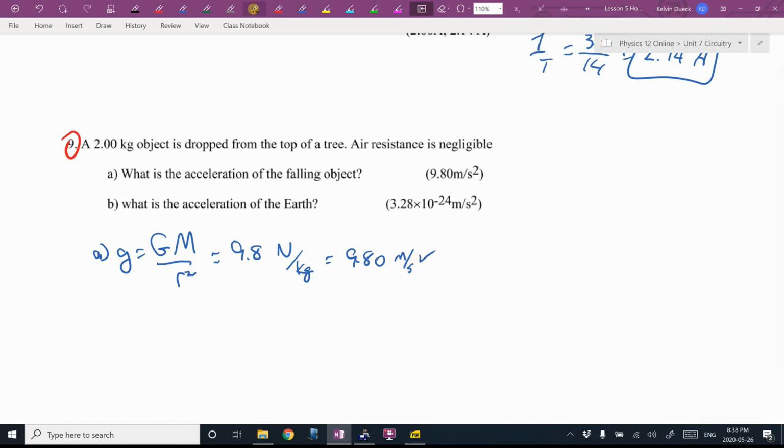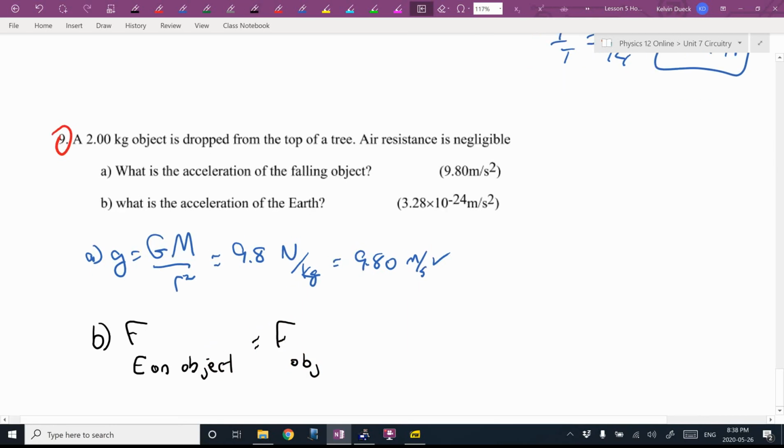B is interesting. What's the acceleration of the Earth? Well, forces come in pairs. So the force that the Earth exerts on the object will equal the force that the object exerts on the Earth. So force of Earth on object equals force of object on Earth.